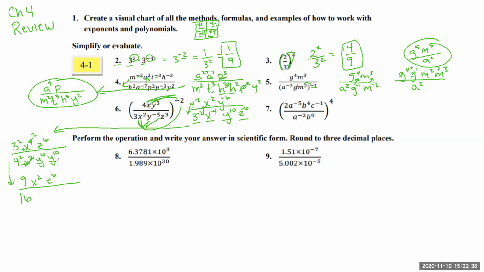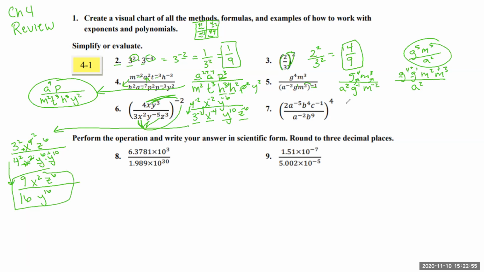And then we have y's for bases. And since they're both in the denominator, we can go ahead and just multiply these together and add those exponents. We have y to the 16th on bottom. And then that's your final answer for number 6.